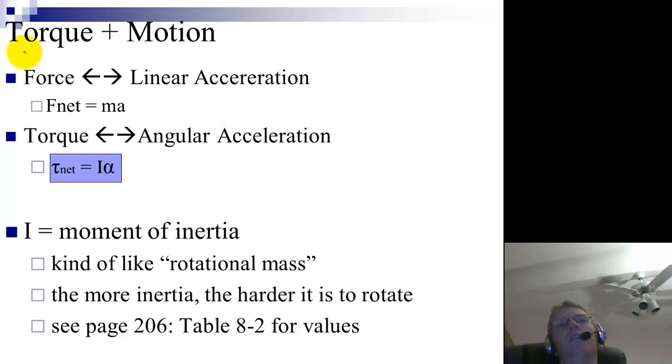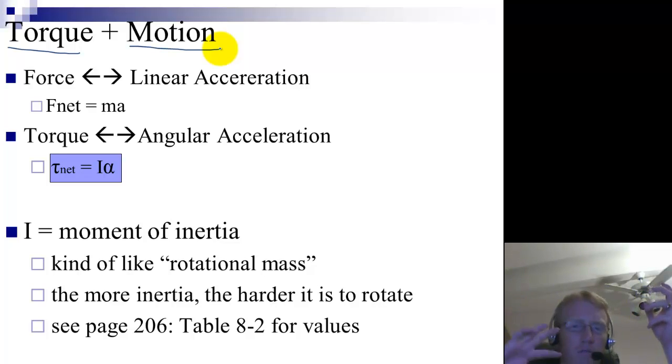All right. Let's combine torque and motion. Just like chapters 3 and 4, we first learned chapter 3 on motion, then we learned chapter 4 on force, and then we tied the two together. So with linear force and motion, we tied the two together with Newton's second law, F net equals ma. So there's a very similar law which explains how torque, which is like a rotational force, causes rotational motion. So when you put a torque on something, it's going to start to rotate. But exactly how is it going to start to rotate?